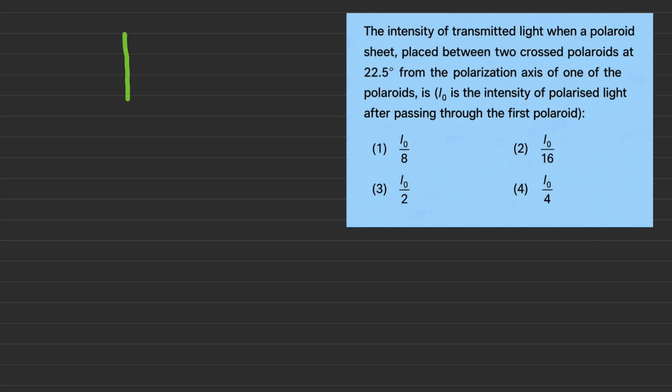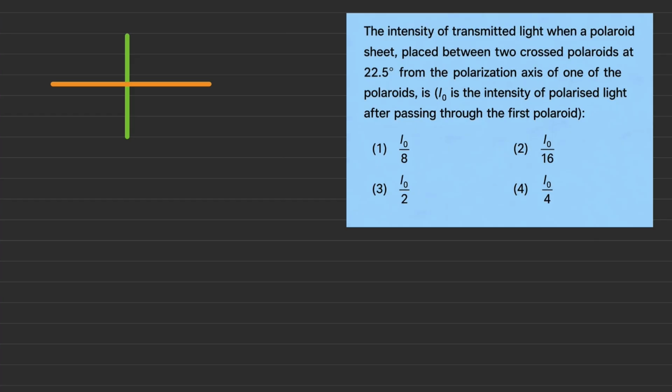So let us say it is the passing axis of the first polarizer. Now next, let us say it is the passing axis of the second polaroid. They told you they are cross polaroids. That's why I have made the angle as 90 degree.